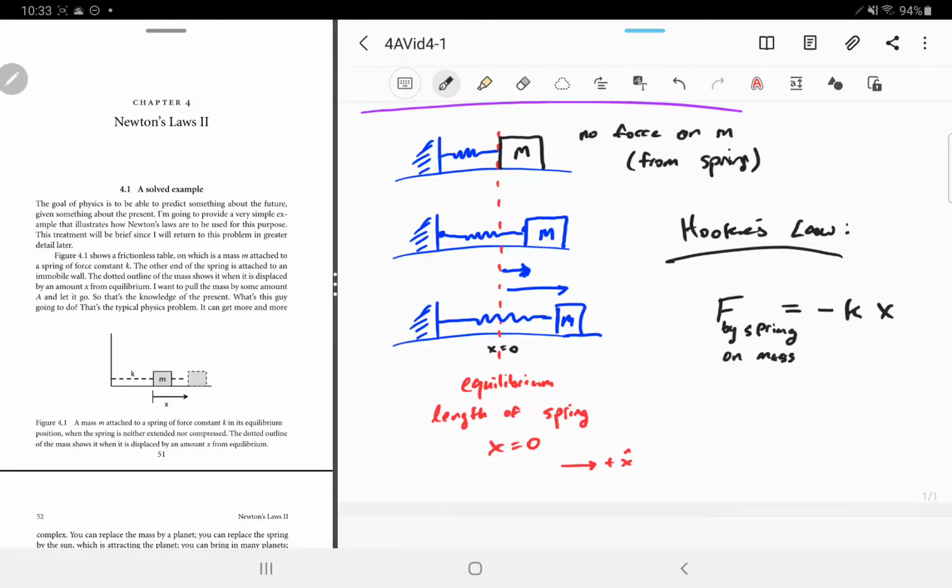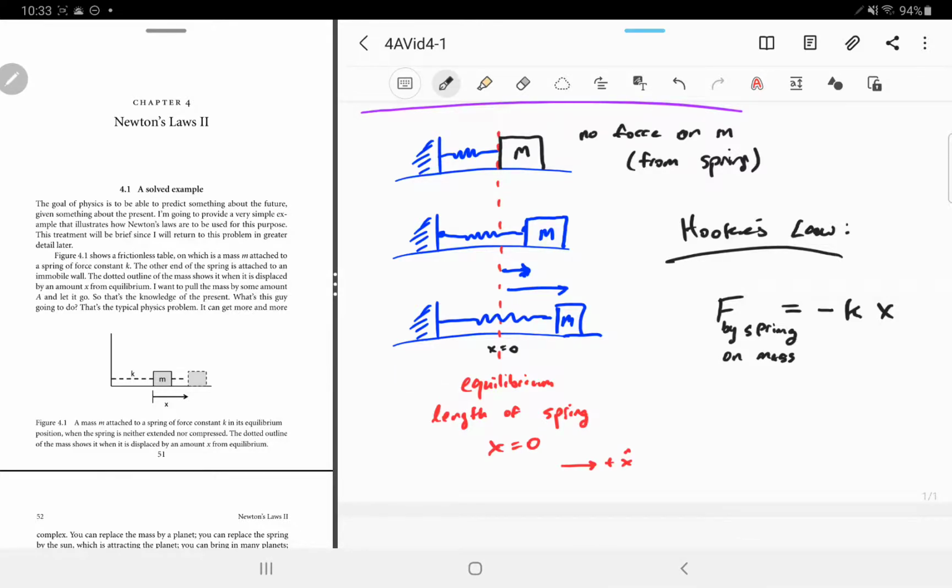So what that signifies is that whatever your x direction is, so I labeled it in this figure, the x direction is positive if you stretch the spring. So in other words, if the mass is at a positive x coordinate, the force is going to be in the negative x direction. But this also works both ways.